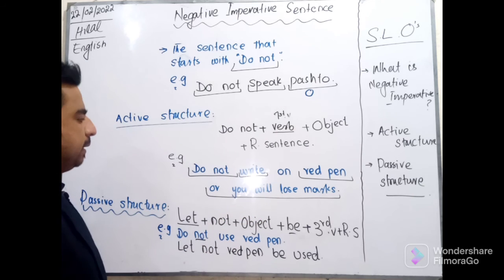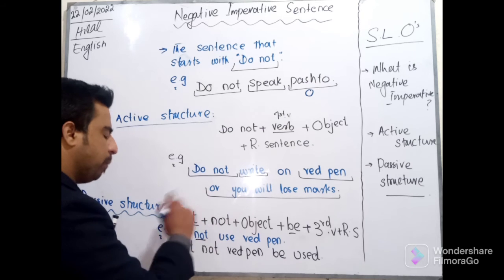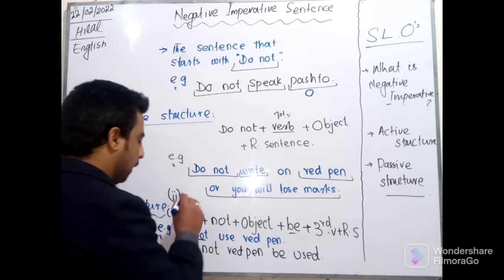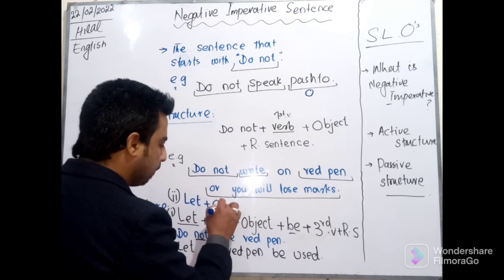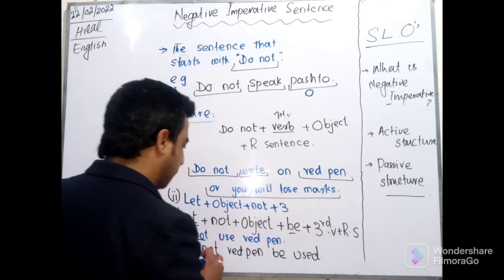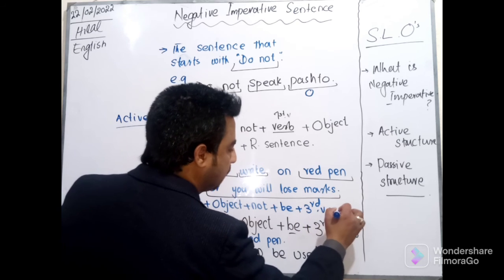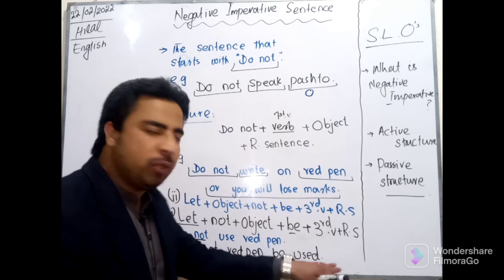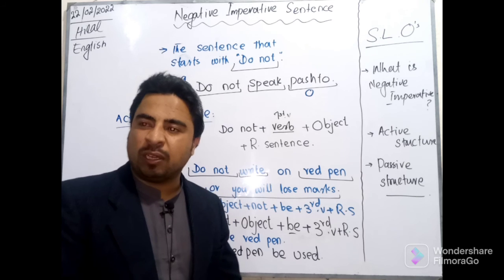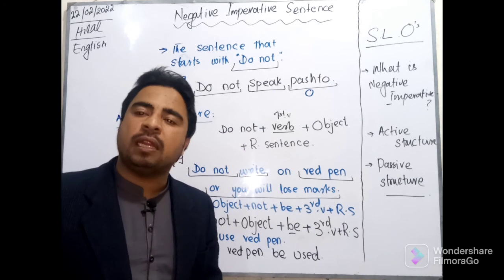And like sometimes people say this, let Pashto not be spoken. Like they write basically like this. They bring object first. This is one structure. The second structure is this. Like sometimes people say no, this is like this. Let plus object. Let plus object plus not plus be plus third form of verb, and plus rest of the sentence. Like they say, like let not red pen be used, and they may say let red pen not be used. It's quite easy. Okay, so look at here. Do not, for example, do not speak Pashto. So let Pashto not be spoken, and let not Pashto be spoken.